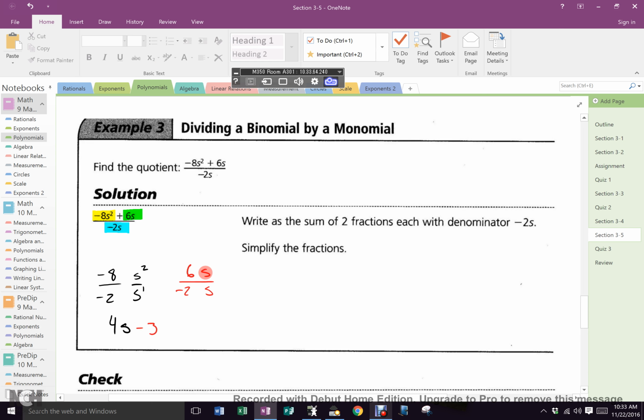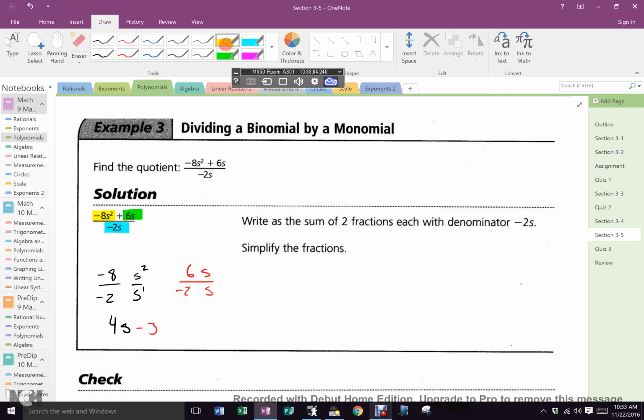Negative 3. S over S? It's 1, and we don't write 1, right? So there's your final answer: 12. Can you believe how easy it is? That's how easy it is.